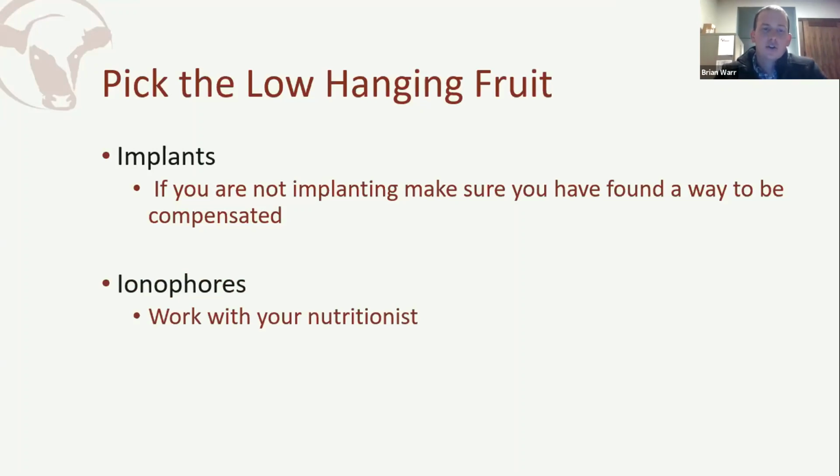Ionophores, I really encourage you to work with your nutritionist, because these are so important to think about from the coccidiosis standpoint, as well as from the performance standpoint.